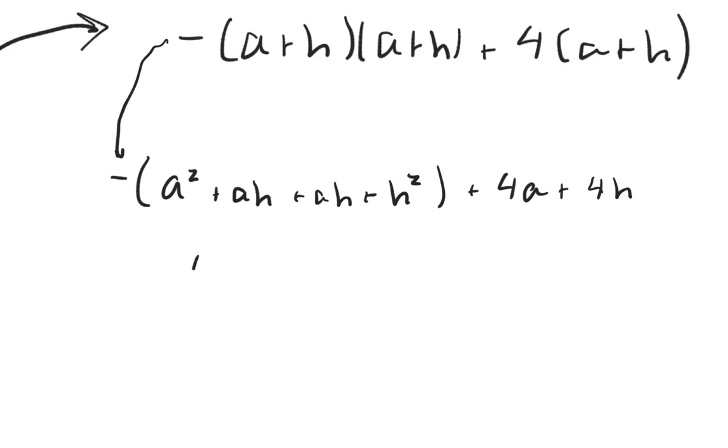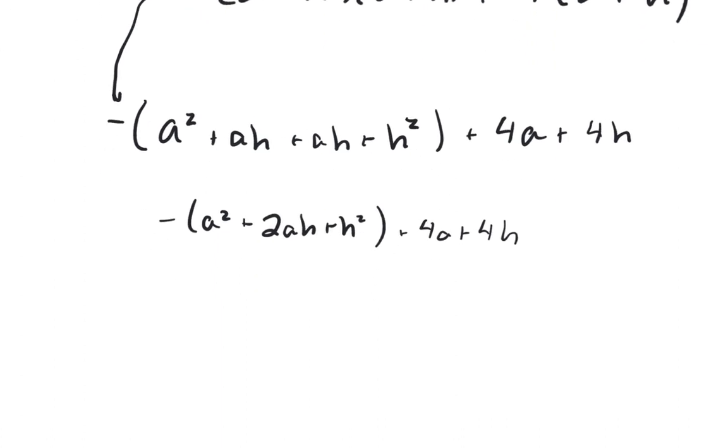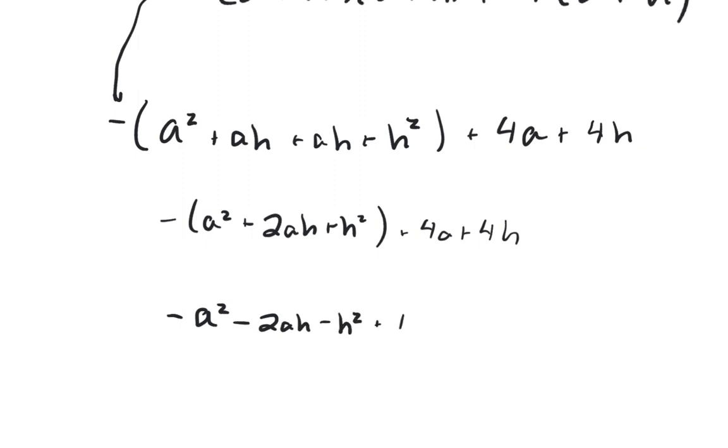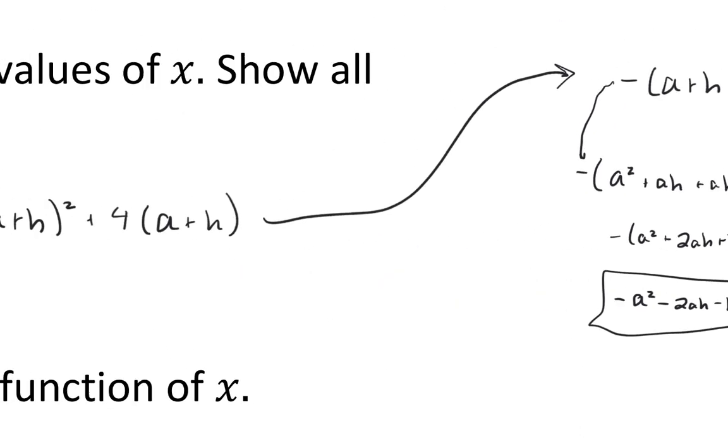I'm going to go ahead and combine like terms inside of our parentheses. Plus 2ah. That negative is still in front. And then just taking that negative out, we will have negative a squared minus 2ah minus h squared plus 4a plus 4h. That is going to be our solution here.